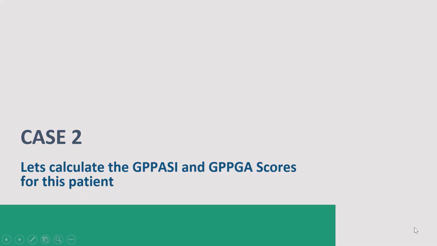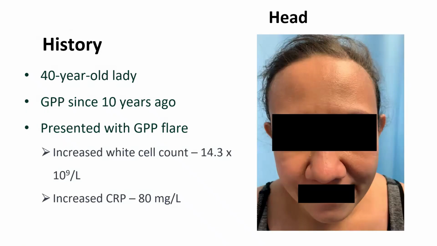Now let's move to case 2. This is a 40-year-old lady who's had GPP since 10 years ago, and she presented with a GPP flare with increased white cell count and increased CRP. So you have to remember that GPP is a systemic inflammatory disease. It's not just a cutaneous disease. Always look for the systemic symptoms.